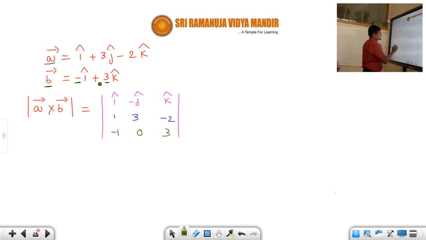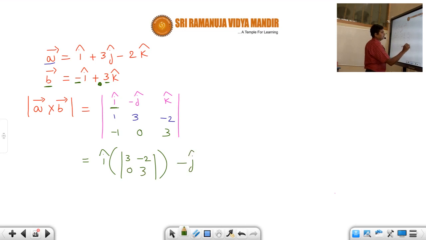So now how to calculate the determinant of this matrix, students? Let us start with I cap. I cap into, I am writing the small matrix such that you can easily calculate its determinant. If I take I cap, I have to leave that entire row and entire column consisting of I cap. So the remaining elements will be 3, minus 2, 0, 3. This is the determinant of 3, minus 2, 0, 3.